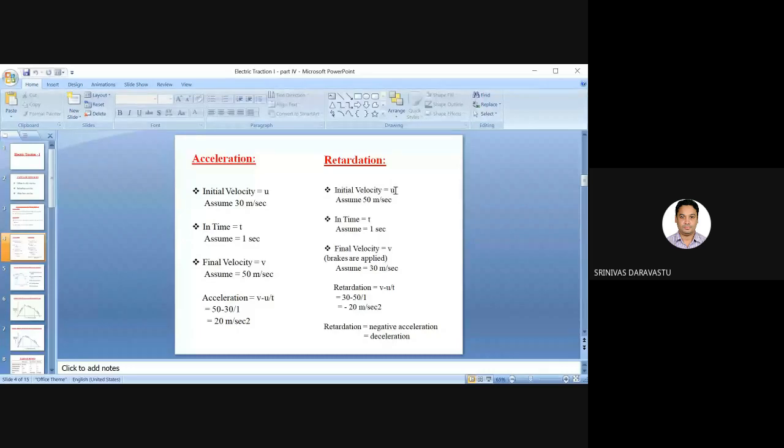Now retardation: initial velocity u, in time t seconds, final velocity v. So retardation equals (v minus u) by t. Now let us assume initial velocity 50 meters per second, final velocity 30 meters per second. Retardation equals (30 minus 50) by 1, which equals minus 20 meters per second square. Minus retardation is negative acceleration, which is also called deceleration.